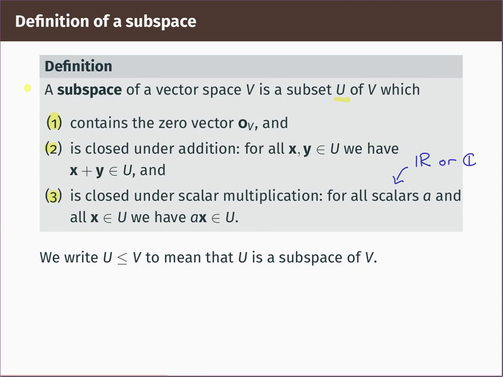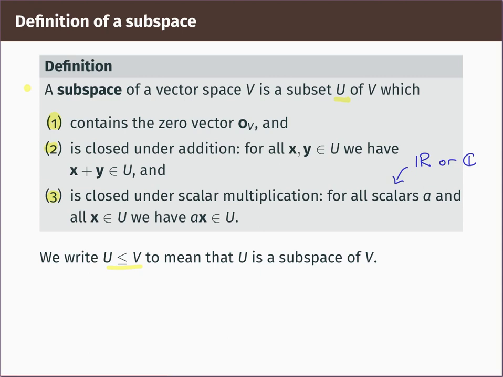And there's a particular piece of notation which is always used for subspaces. We write U less than or equal to V to mean that U is a subspace of V. So that's supposed to look a bit like the subset symbol, except it should be different from the subset symbol because a subspace is more than just a subset. It must also obey those three rules.